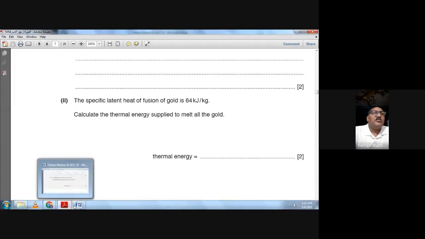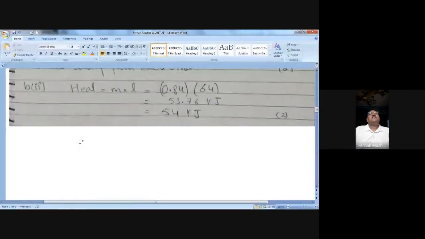I have done this numerical, I hope you can see it on your screen. This is B second part. Heat is equal to M multiply L equals 0.84 multiply 64. And remember that 64 is in kilojoules. So the answer will be 53.76 kilojoules, which is approximately 54 kilojoules. So it's a 2 marks numerical. I hope that it is clear to you and you have understood it.